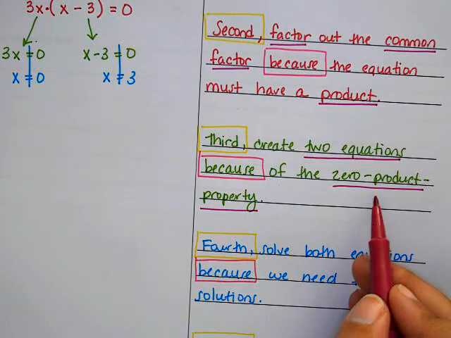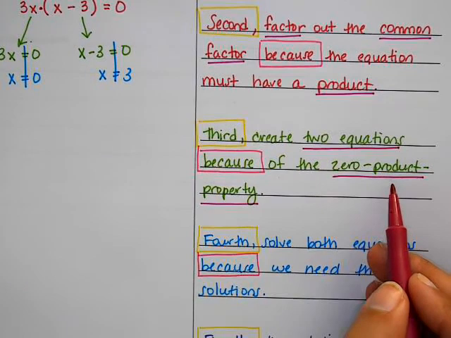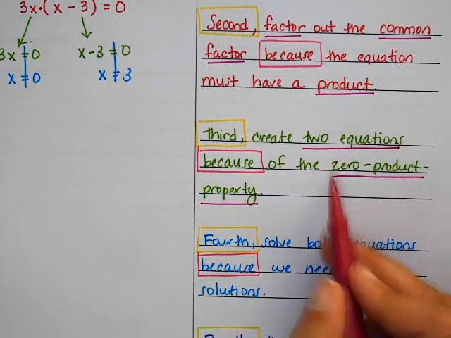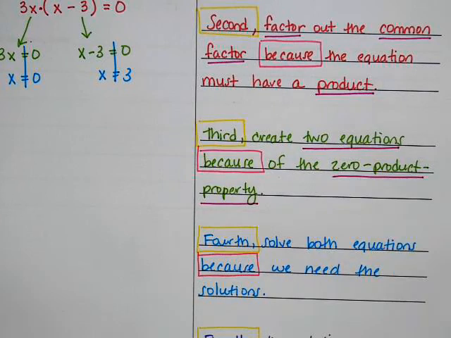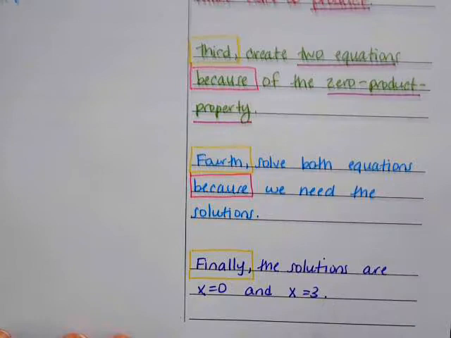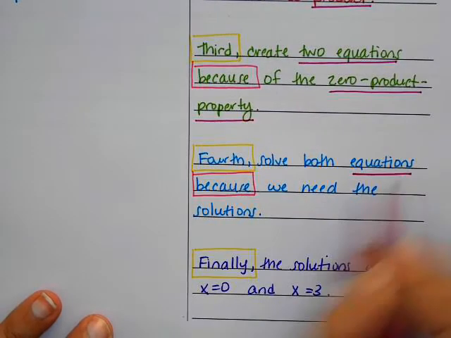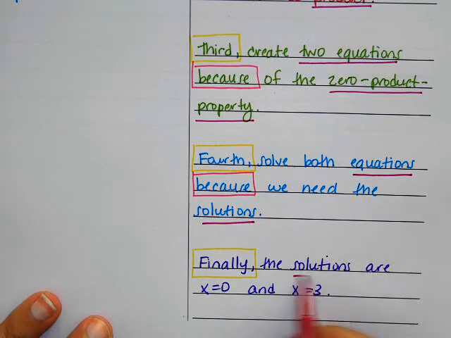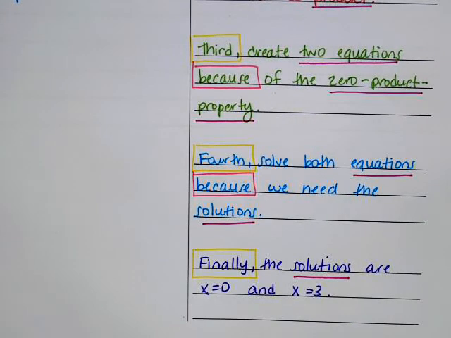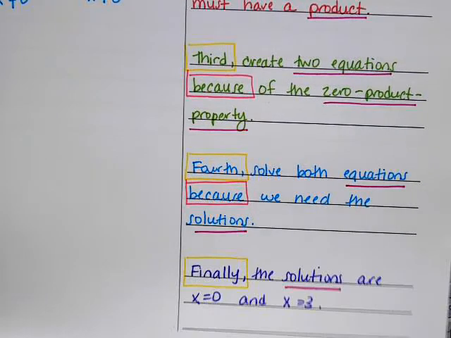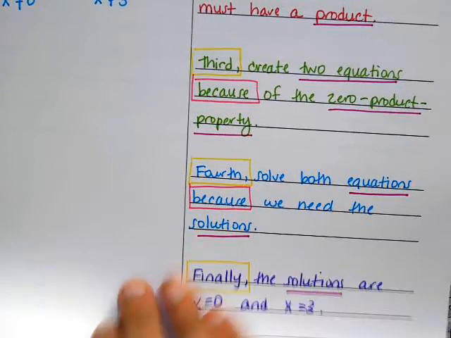This is going to be a hard one for some of you to remember, but it's very important that you use the correct terminology here, zero product property. In the next sentence, we used the word equations and solutions, and in the last sentence, we used the word solutions.